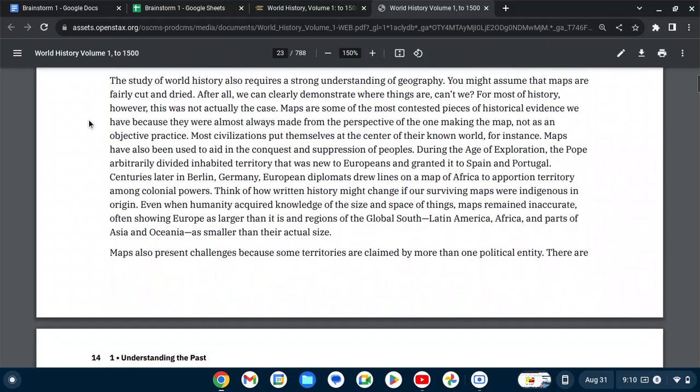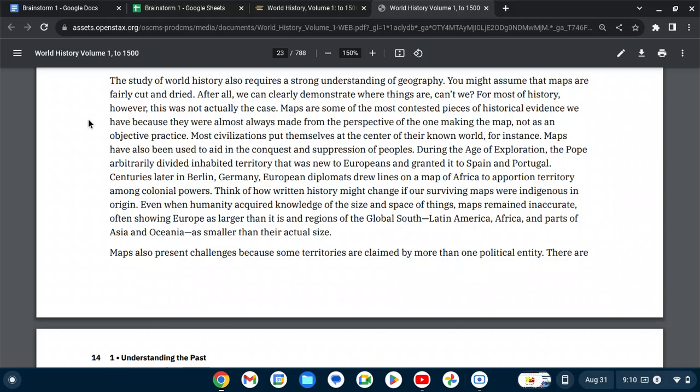The study of world history also requires a strong understanding of geography. You might assume that maps are fairly cut and dried. After all, we can clearly demonstrate where things are, can't we? For most of history, however, this was not actually the case. Maps are some of the most contested pieces of historical evidence we have because they were almost always made from the perspective of the one making the map, not as an objective practice.